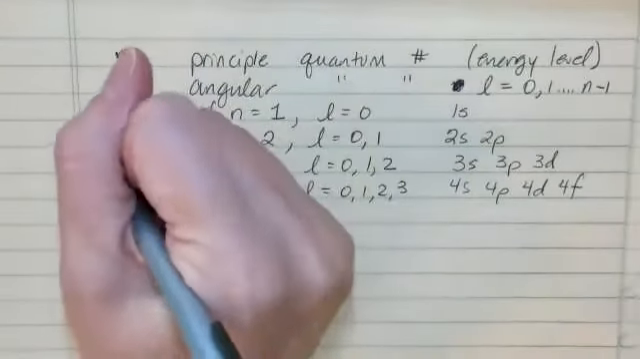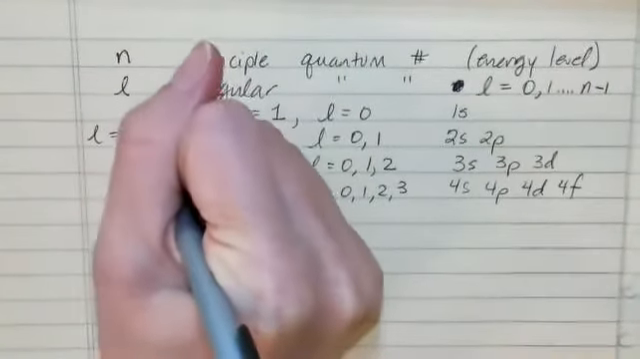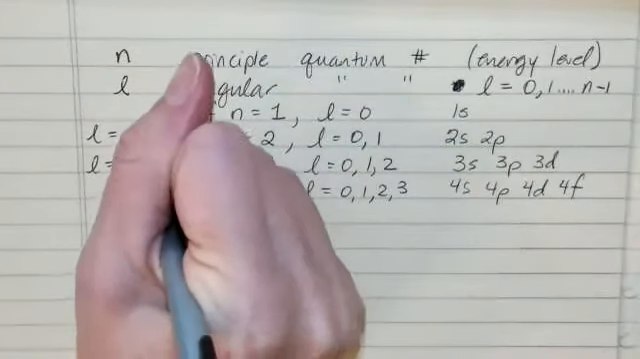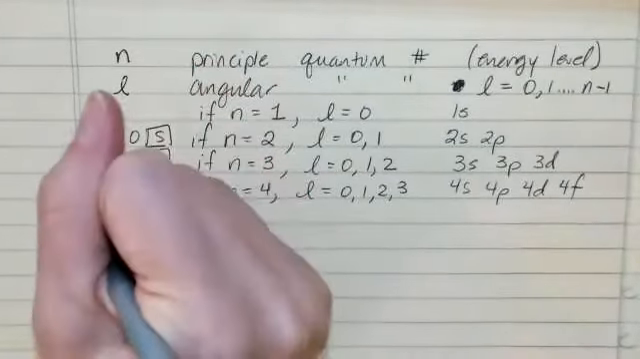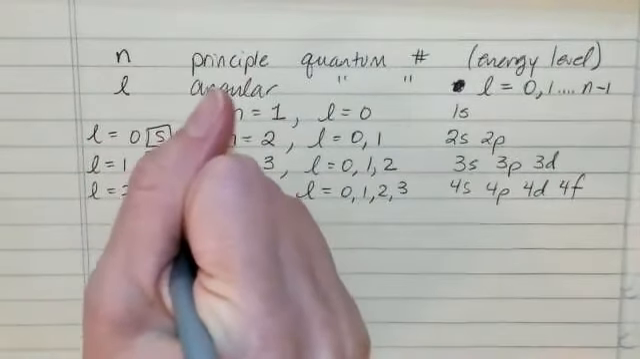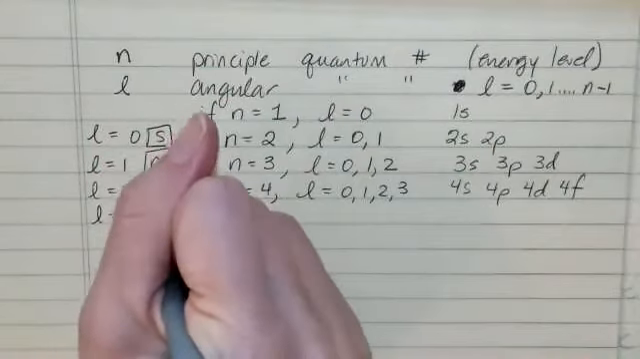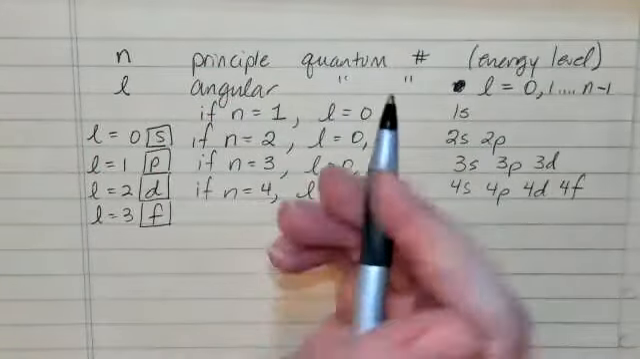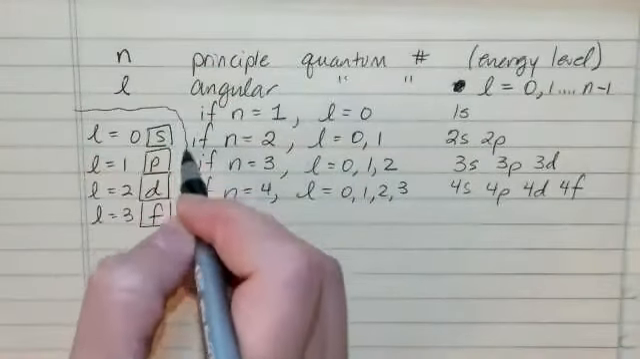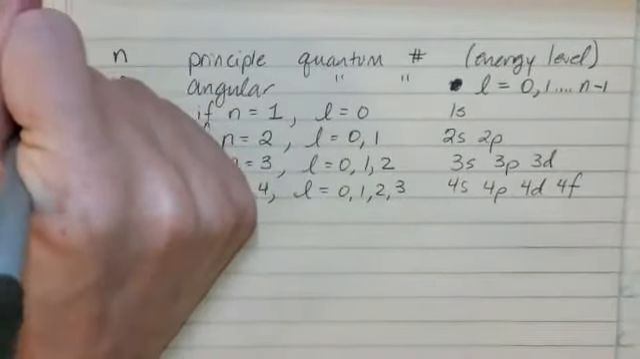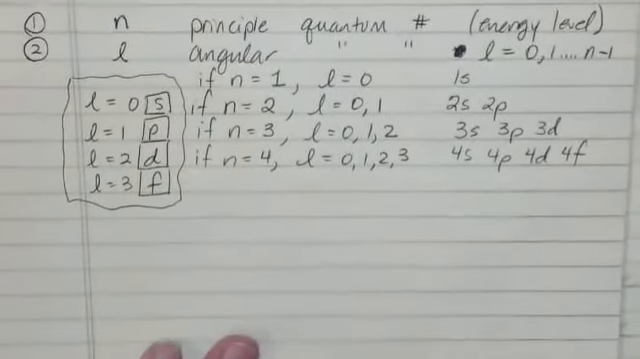So when your L is equal to 0, that is an S space. When L is equal to 1, that's a P space. When L is equal to 2, that's a D subshell. And when L is equal to 3, you're looking at an F subshell. All right, so those are the values possible for L. So principal quantum number, angular quantum number, there's more.